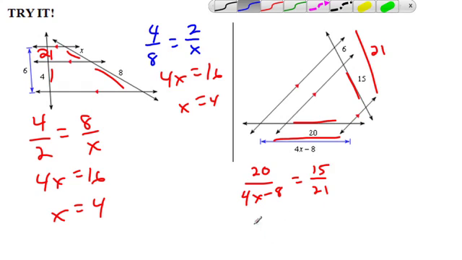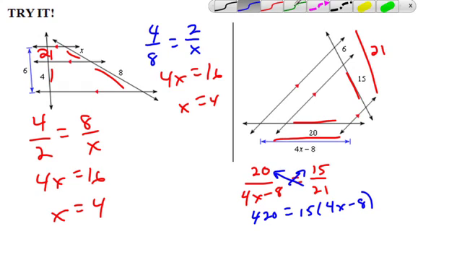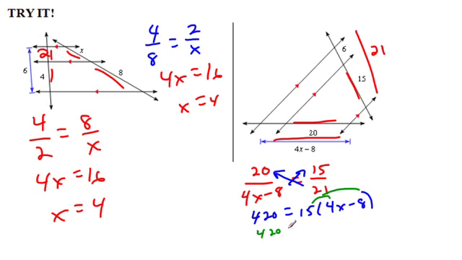21 times 20, what is that? I think that's 420. If I multiply this way and then multiply this way, I'm looking at 15 times 4x minus 8. Let's do a little distribution. So solving equations, which I think you guys are getting really, really good at. What is this? This is 60x minus 120, is that right?